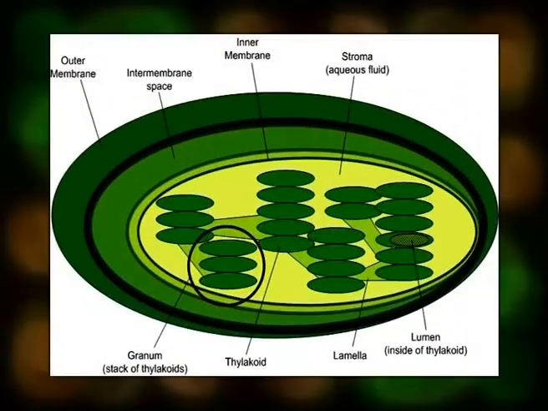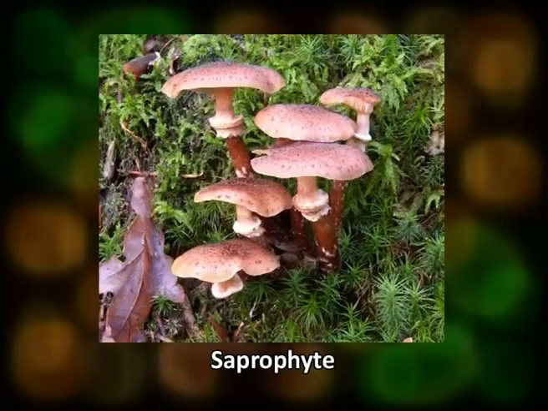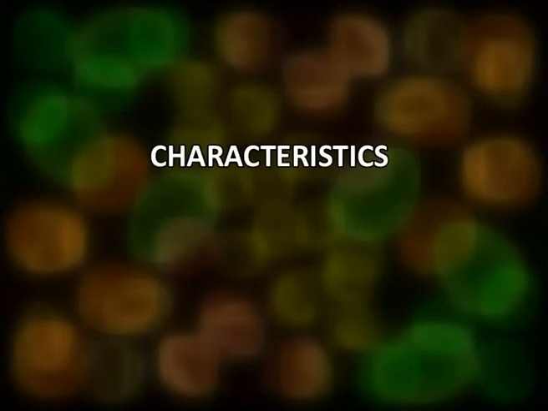Majority of them are autotrophs, that is, they are green due to presence of chlorophyll and manufacture their own food, but some live as parasites, saprophytes, and insectivorous plants. Now, characteristics of seed plants.